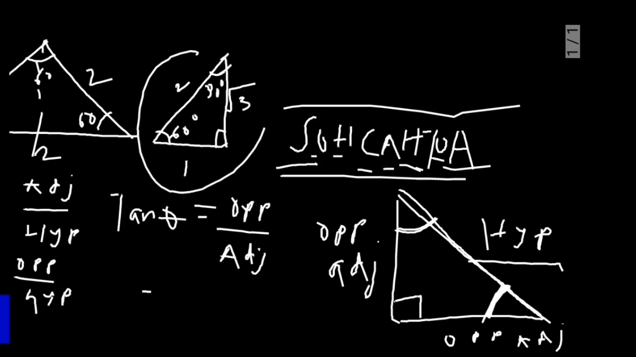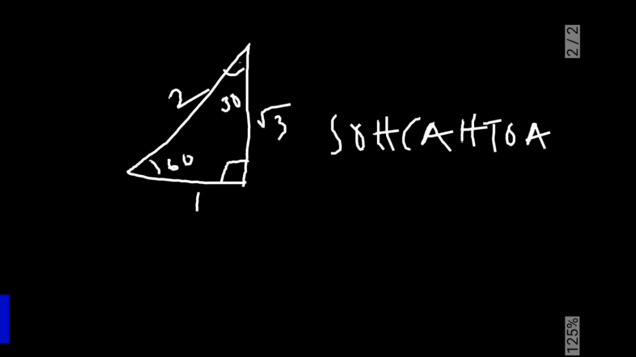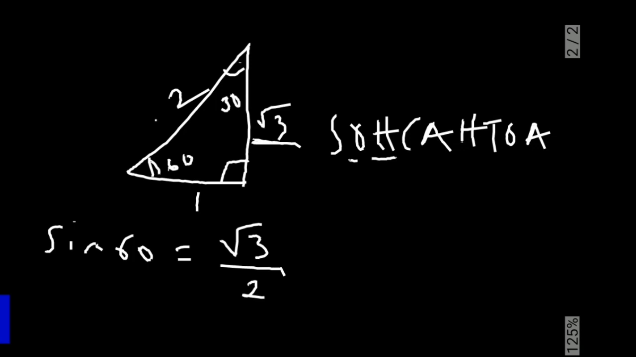So now let's take the special angle 60. The sine of angle 60 would be opposite over hypotenuse. Since angle 60 faces here, this would be our opposite. So we have root 3 over our hypotenuse, which is 2. So this is sine 60. Cos 60 would be adjacent over hypotenuse. So we would have adjacent as 1 over 2.